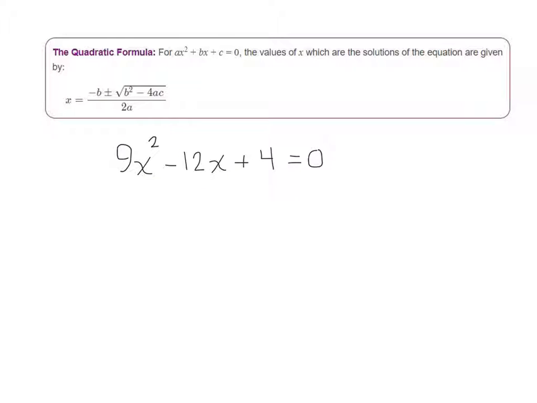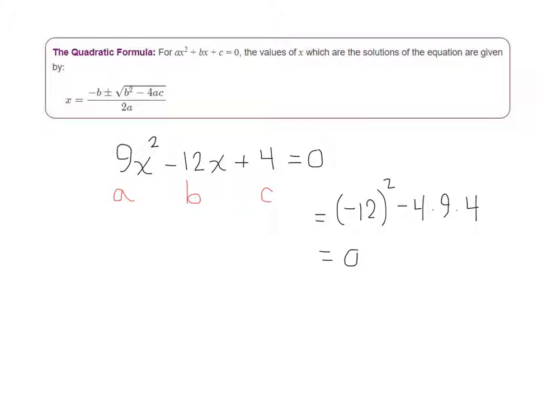So in this case, we see we have a quadratic equation. It is in standard form. A is 9, B is negative 12, and C is 4. So the first thing we want to do, of course, is determine the value of the discriminant. So that would be B squared minus 4 times A times C. And we see that that turns out to be equal to 0.